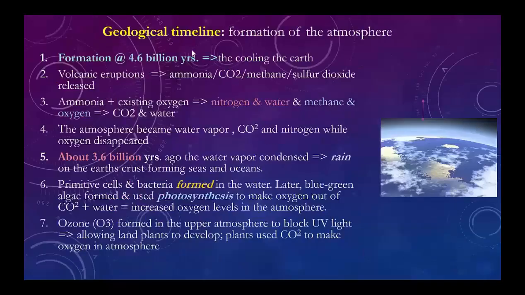Now, here are some of the events that happen in the formation of the atmosphere. Once the Earth begins to cool, you have a lot of volcanic eruptions, which deliver a lot of ammonia, methane, carbon dioxide, and sulfur dioxide. It's all released into the atmosphere. There may have been some existing oxygen at that time, but the ammonia combined with the oxygen to make nitrogen and water, so the oxygen disappeared, and methane and oxygen made carbon dioxide and water, so it again disappeared. So the early atmosphere did not have any oxygen within it after a certain period of time.